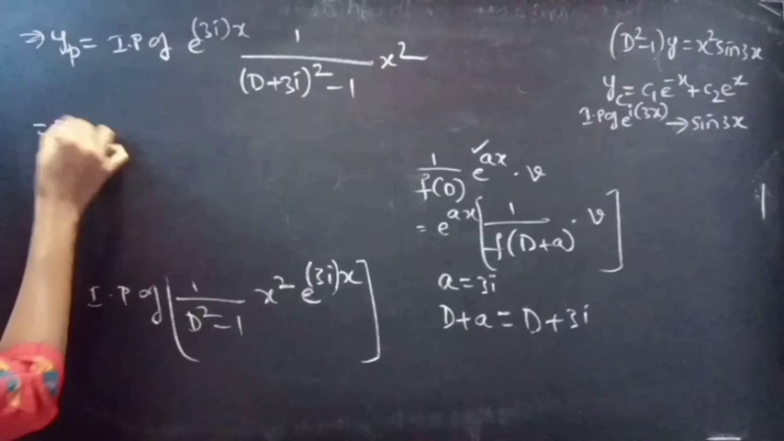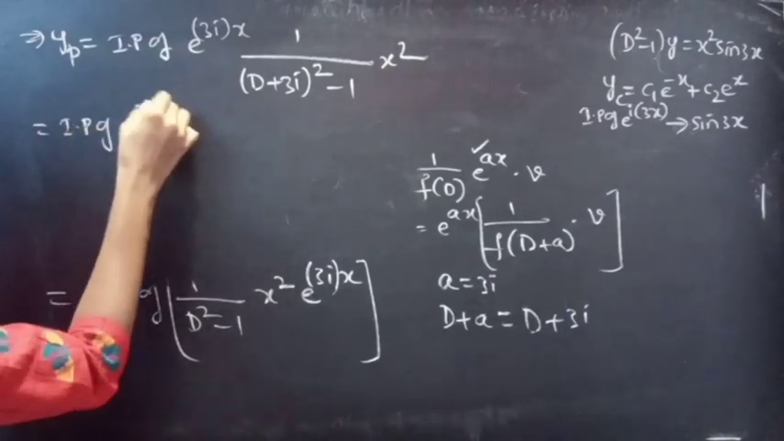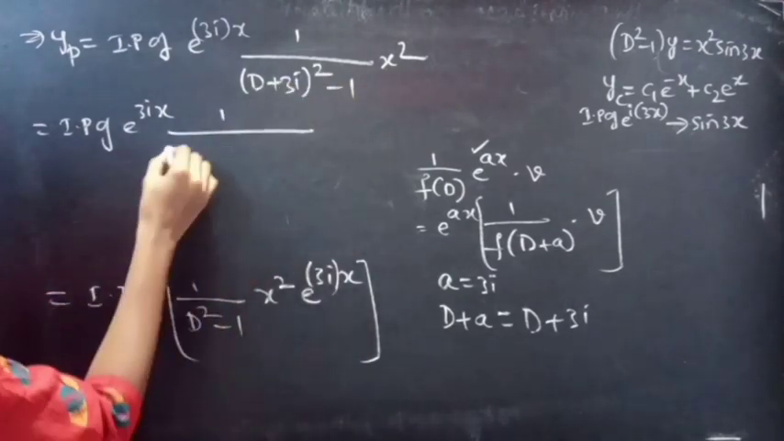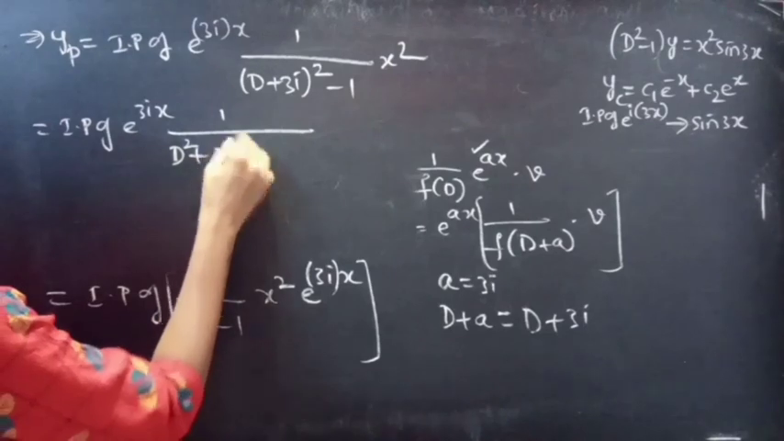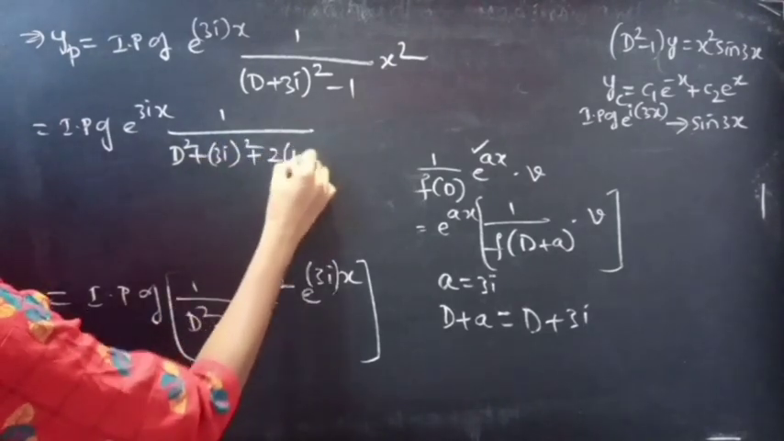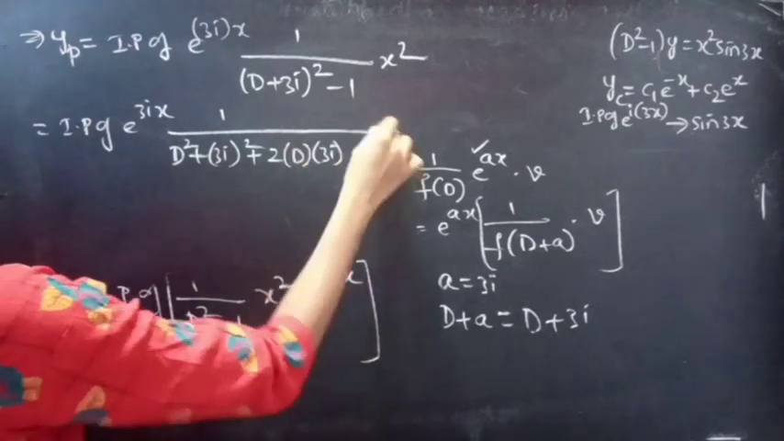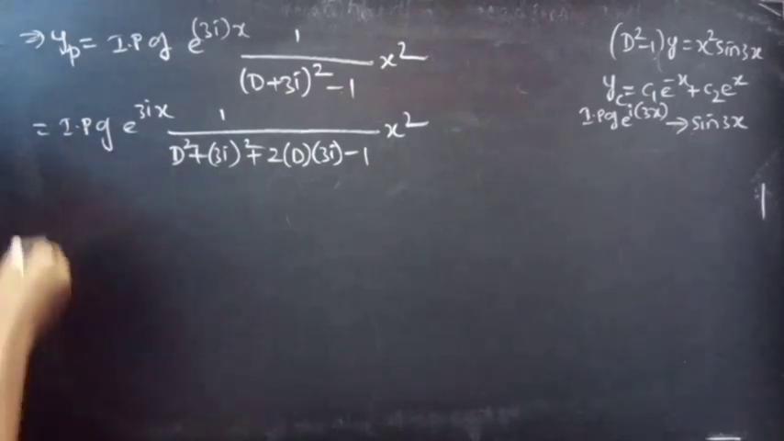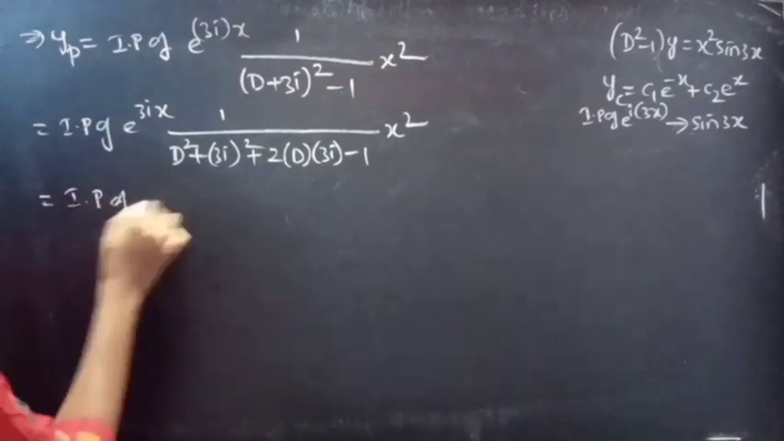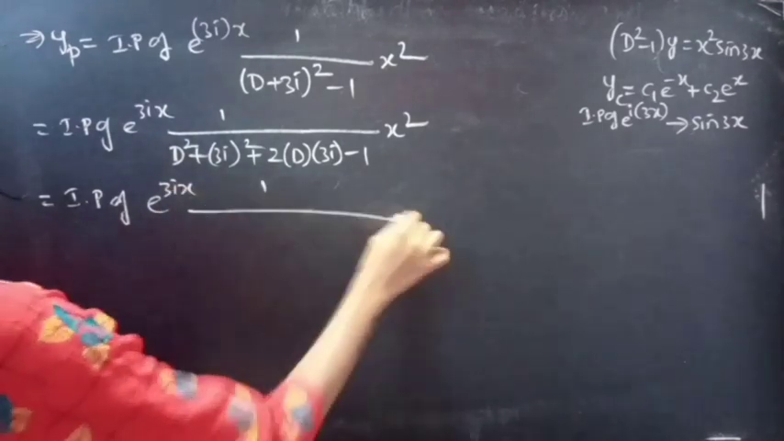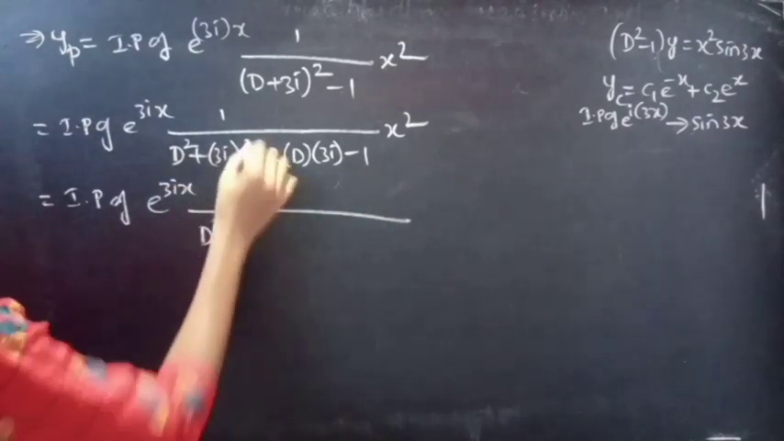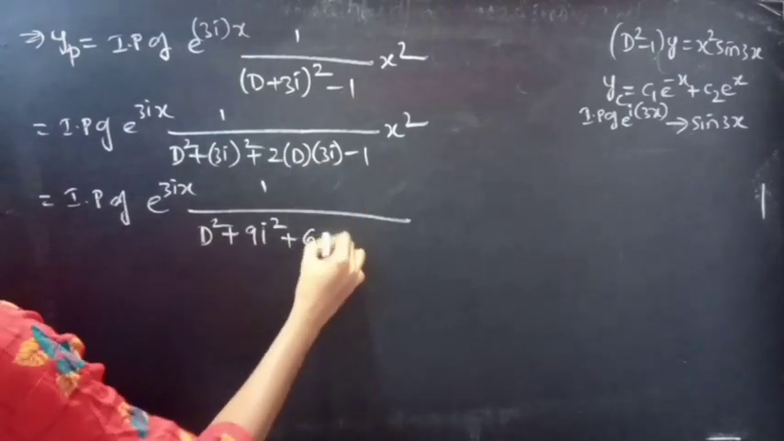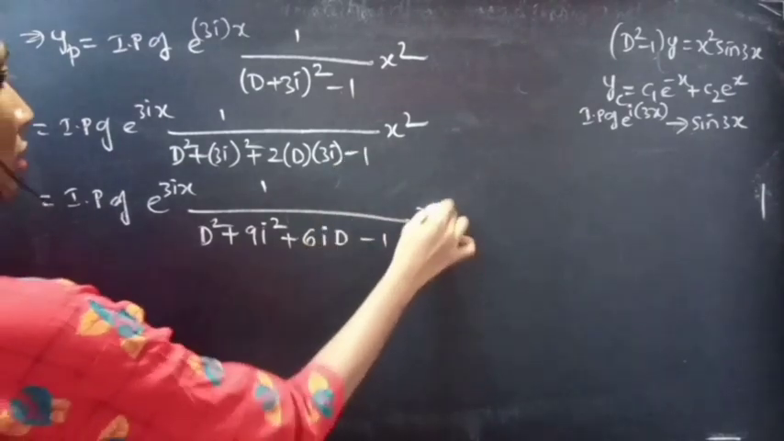This is equal to the imaginary part of e^(3ix) into 1 by (D + 3i)² x². Expand (D + 3i)² using the (a + b)² expansion: we get D² + (3i)² + 2 into D into 3i, minus 1 into x². This is equal to the imaginary part of e^(3ix) into 1 by D² + (3i)² is 9i² + 2 into 3 is 6 into i into D, minus 1 into x².